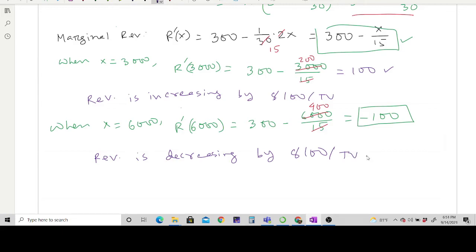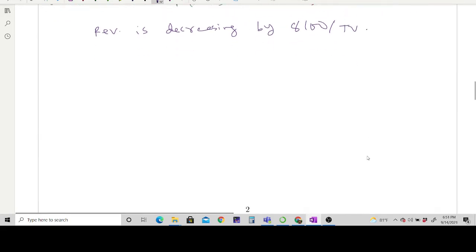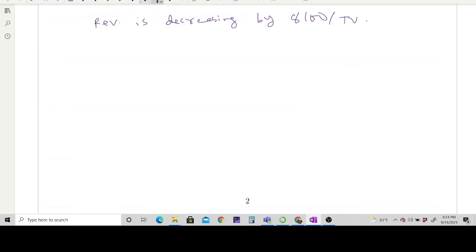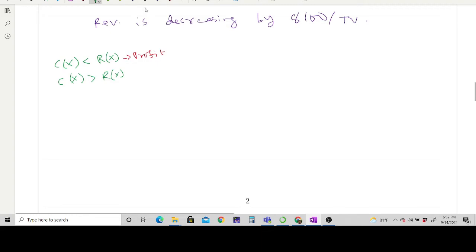Okay, now when do you make profit? When the cost function C of x is less than R of x, then you make profit. When C of x is greater than R of x, what does this mean? That means the cost is bigger than the revenue. That means you make a loss.